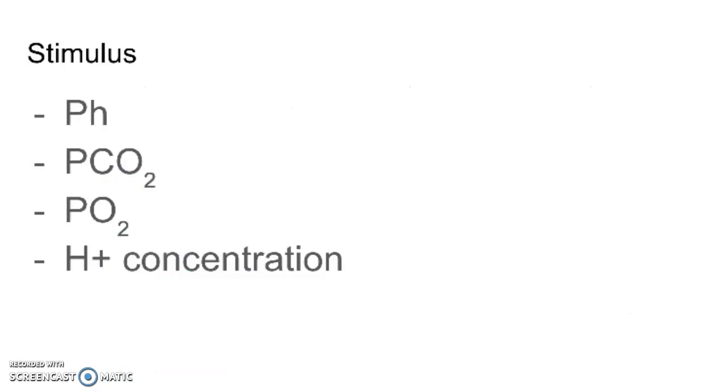The normal respiratory rate depends on these stimuli. So these contribute to the normal inhalation and exhalation: the pH, the PCO2, so partial carbon dioxide, partial oxygen concentration, and H concentration. We'll be looking at pH levels.